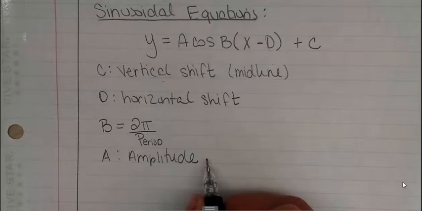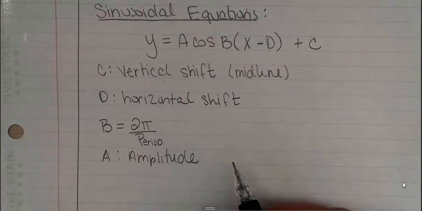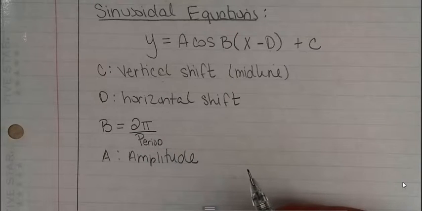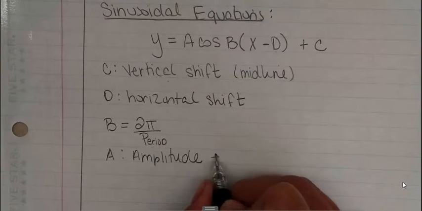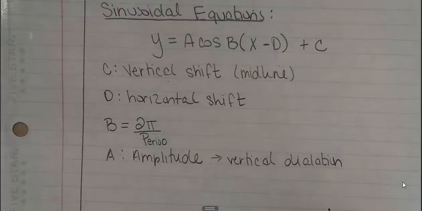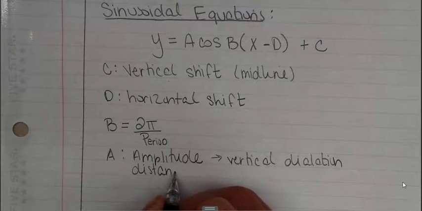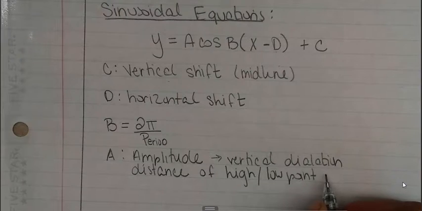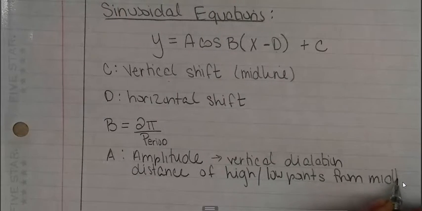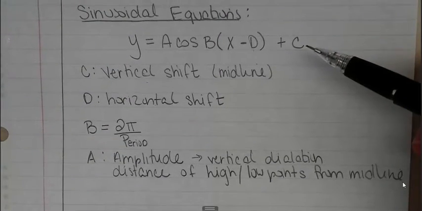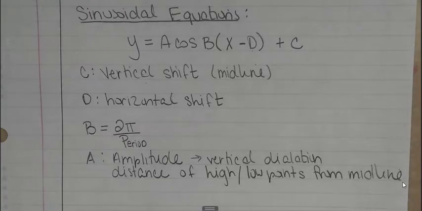And your amplitude is your distance from that midline. Okay, so you'll have a high point, you'll have a low point, and those will each have a certain distance from that midline. So they call it like a vertical dilation. Your amplitude basically gives you your vertical dilation, or you can think of it as the distance that your high or low points are from the midline. Okay, so hopefully this is all ringing a bell and you recall doing these last year. And we're going to actually work a problem together on it.